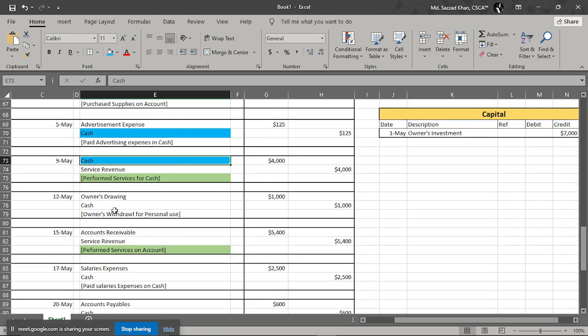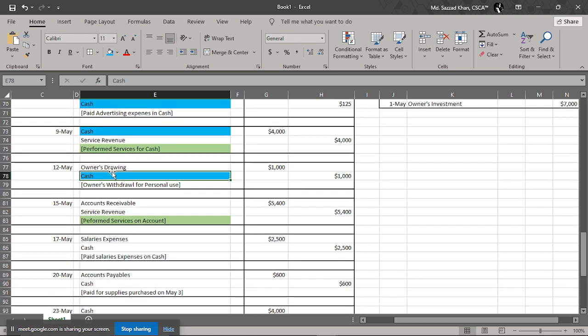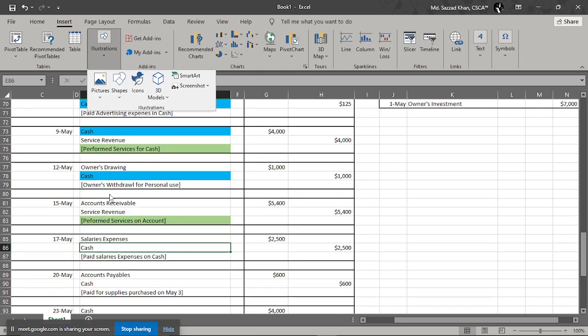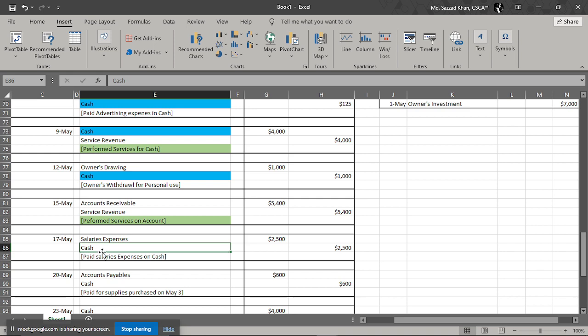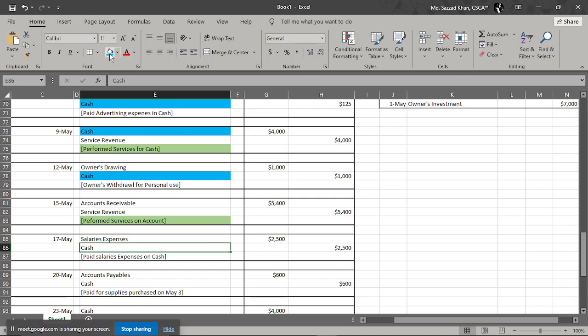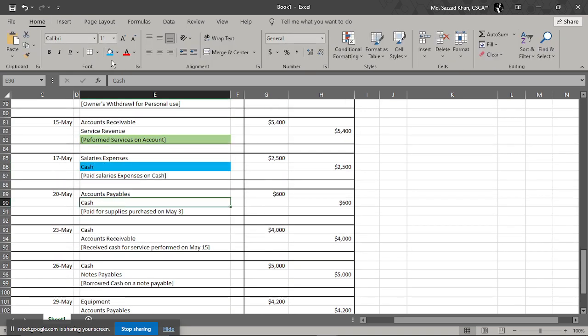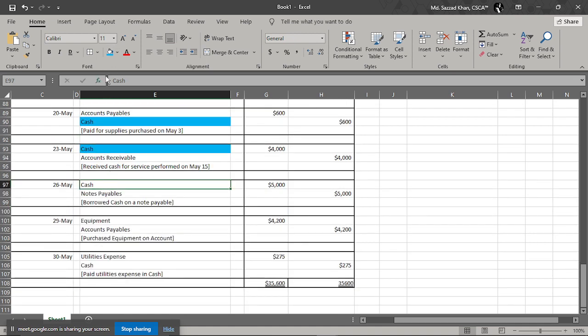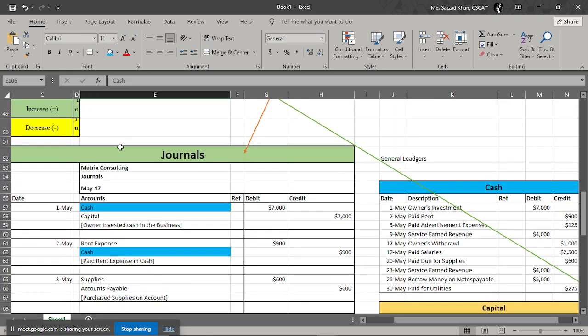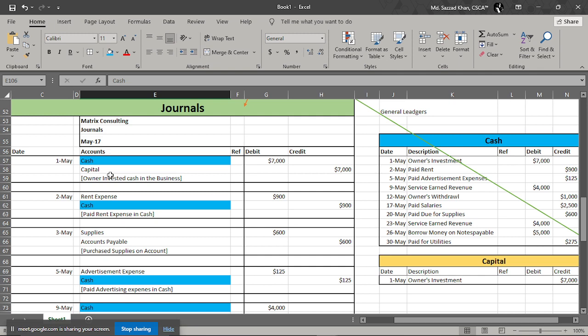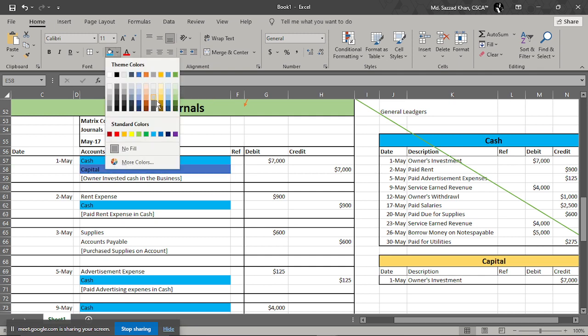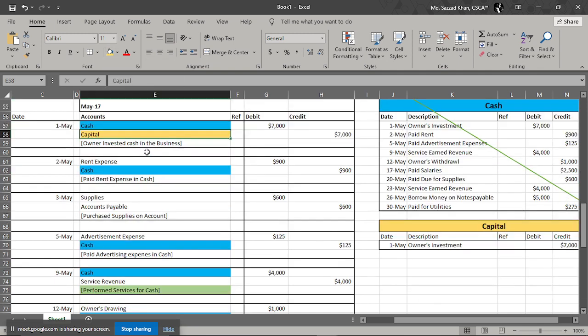Cash, cash, cash, cash, cash, cash. Last cash. Okay. Then we are done with the capital. We color the capital. Capital. And then what will come next? The rent expense.